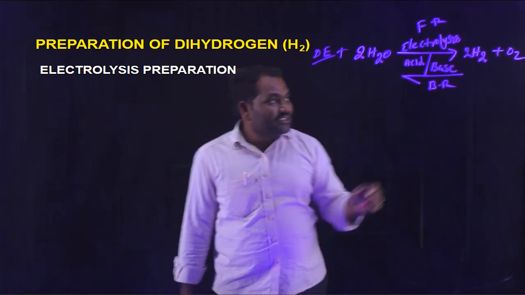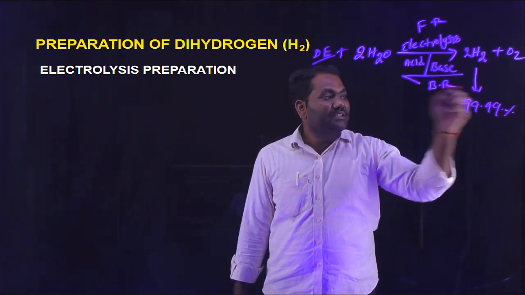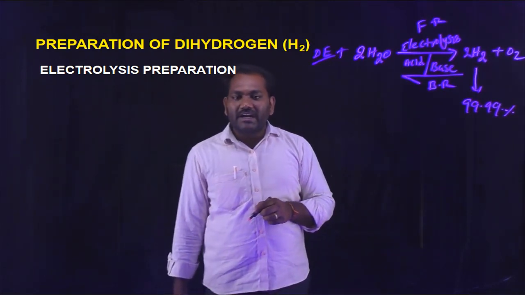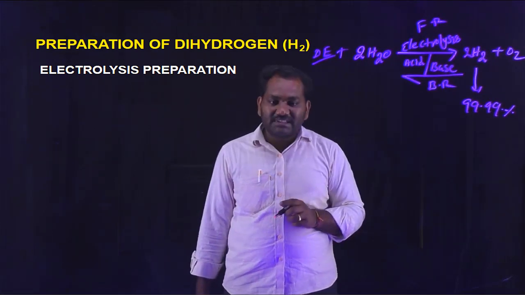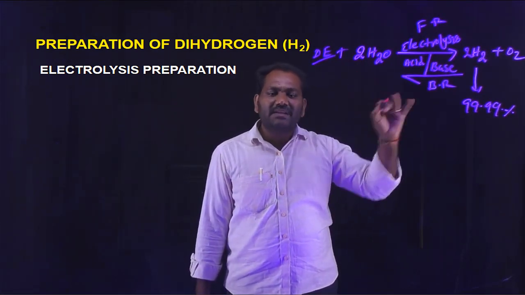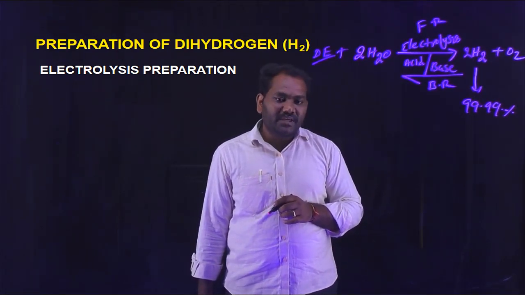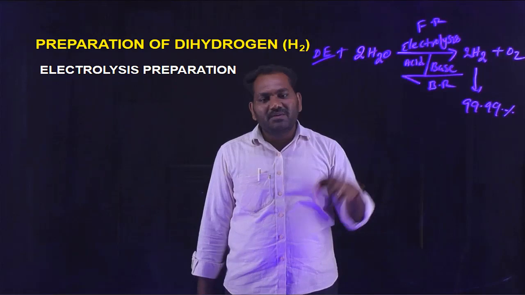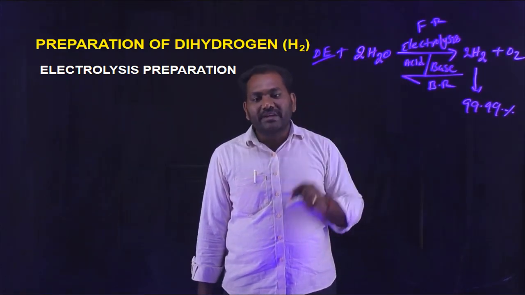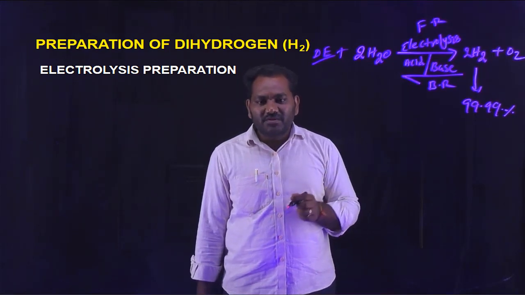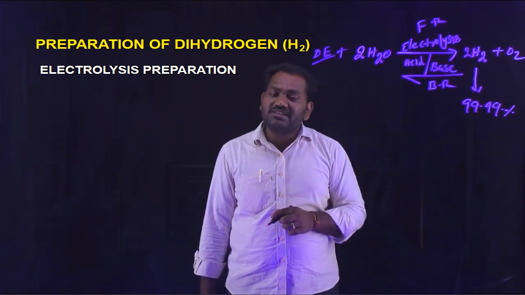Here dihydrogen is available with 99.99 percent purity. This is the best commercial method for the preparation of dihydrogen. But the same reaction carried out in reverse, the backward reaction, is used in rockets, where H2 and O2 fuel cells are used as energy sources.